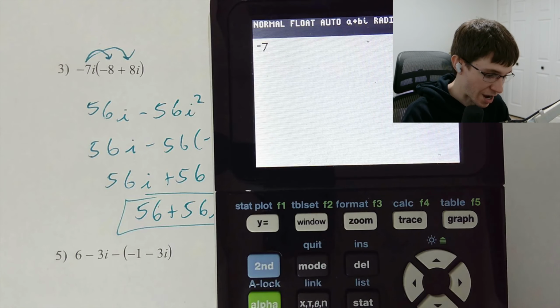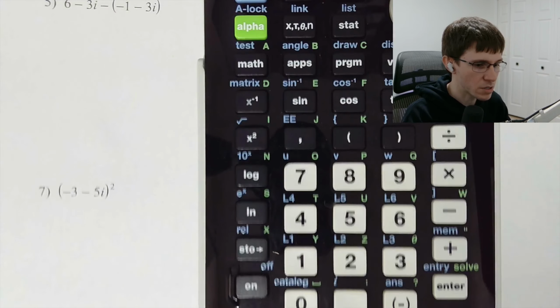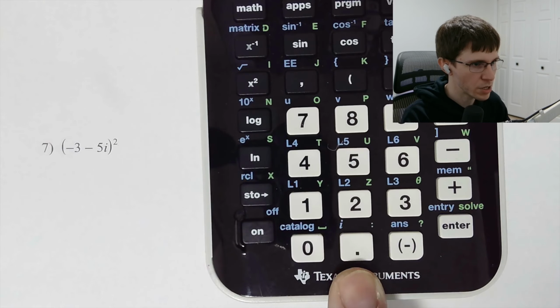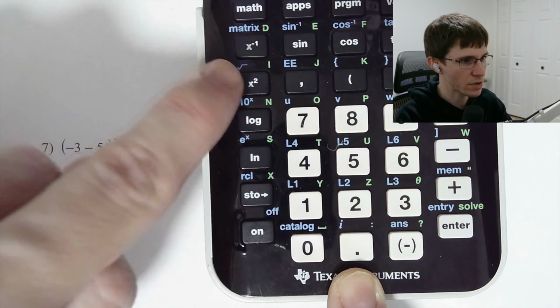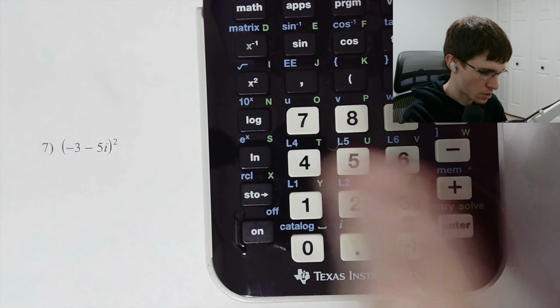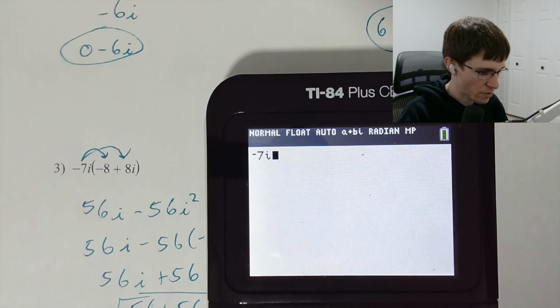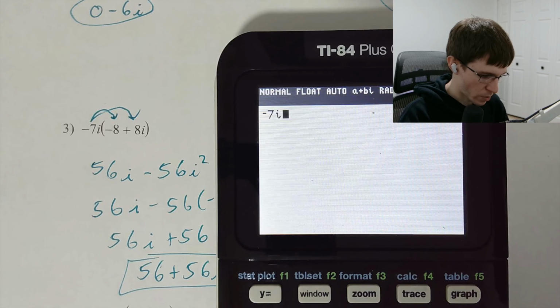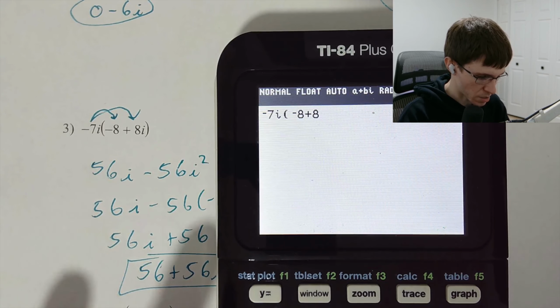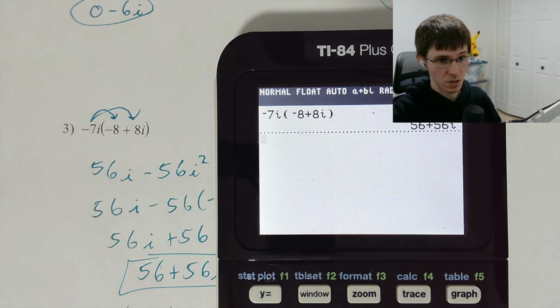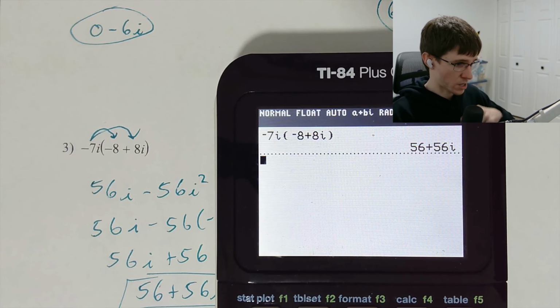So we do negative 7I. By the way, the letter I is the blue above the period. Be careful. It's not this green one over here. That one will not work. This one will. So second and then the little decimal. So negative 7I parentheses negative 8 plus 8 times I. And sure enough, it's going to do all of the work for us and tell us that we got the right answer.